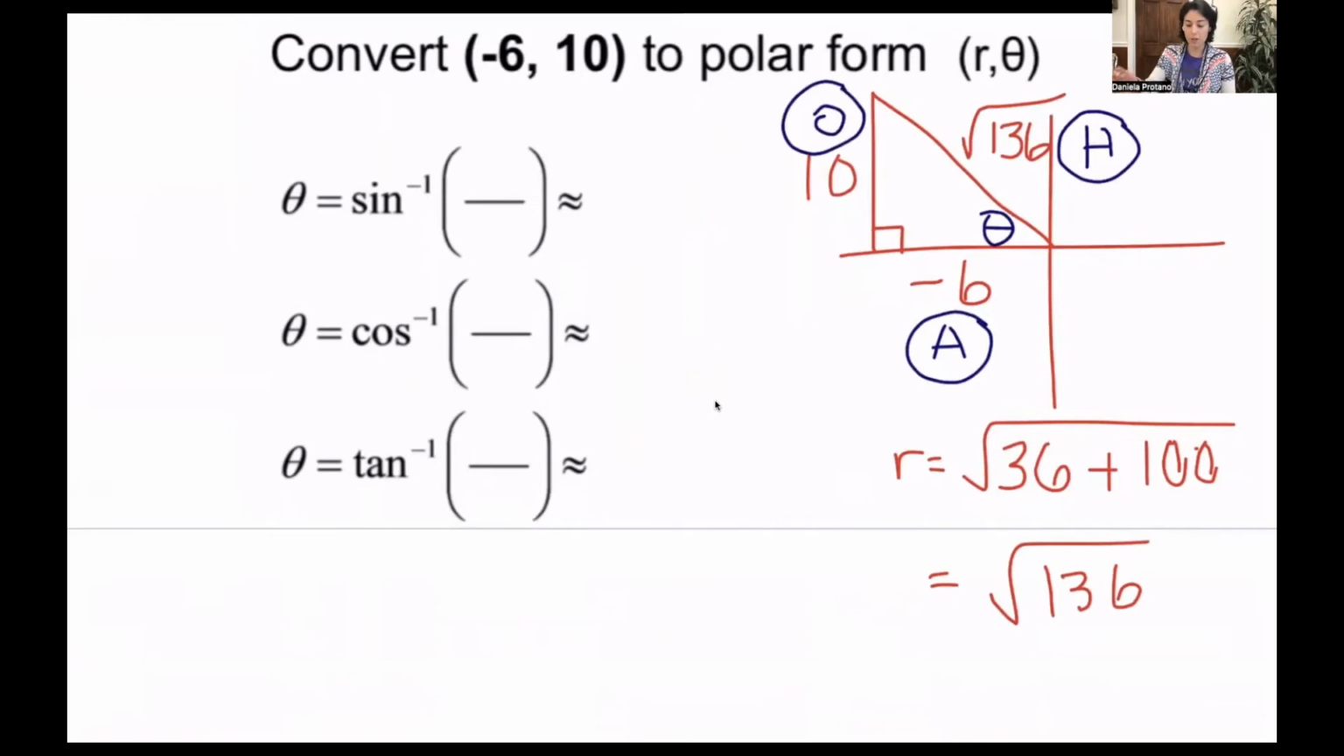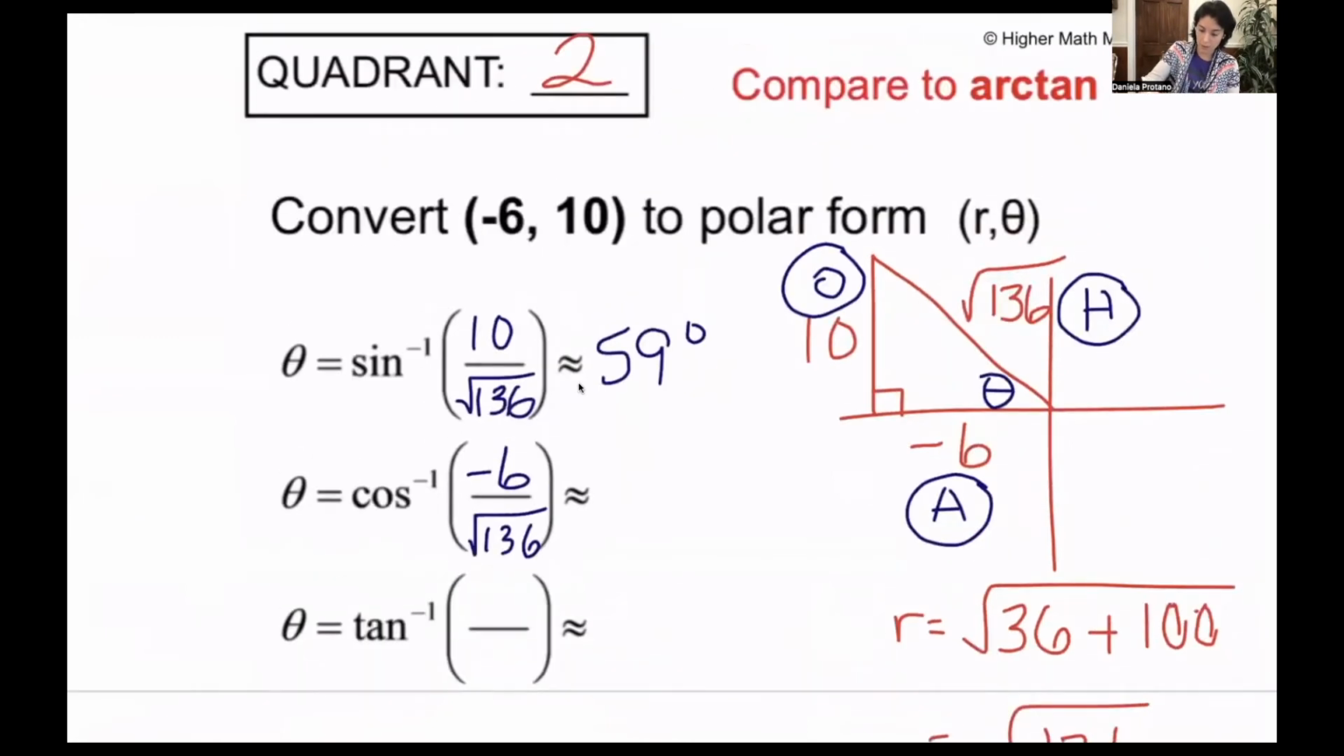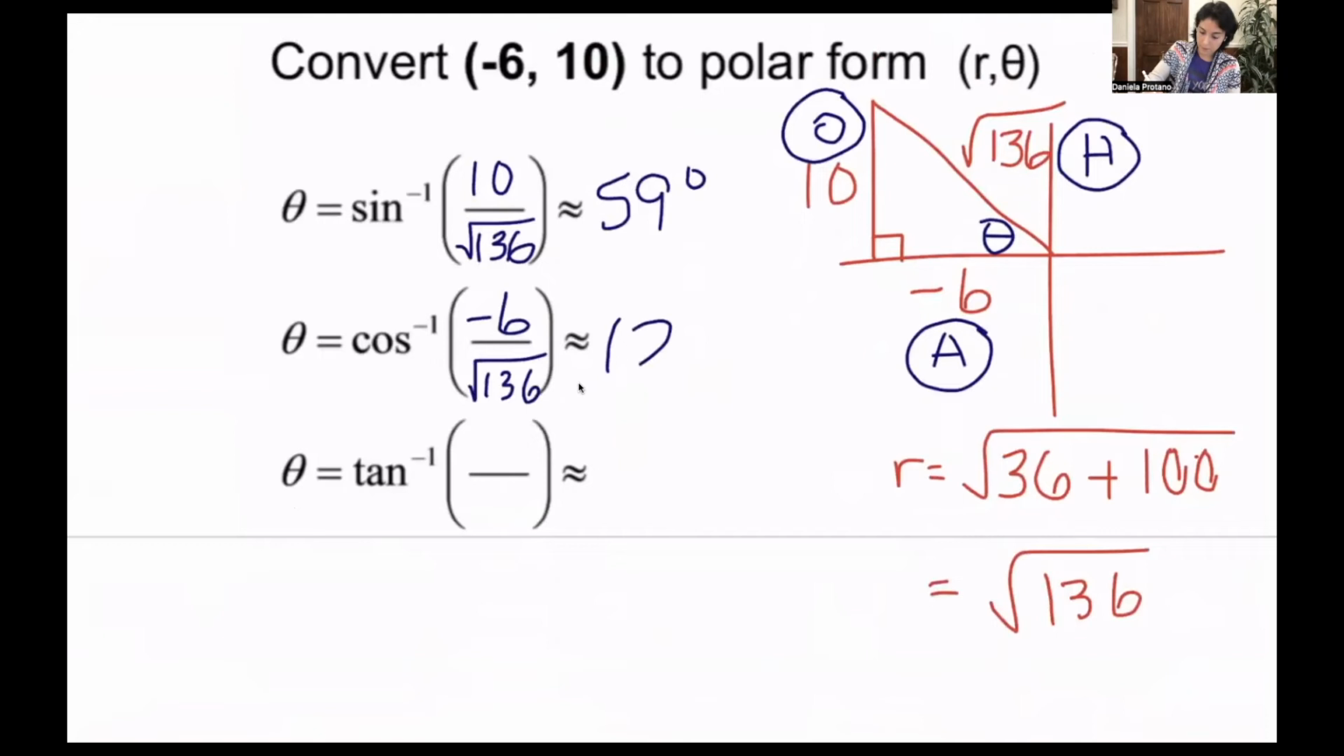Okay, so if we did SOHCAHTOA, the sine ratio would be opposite, which is 10, over the hypotenuse, which is the square root of 136. So if we did arcsine, we'd get the angle, and if you put that on your calculator, we end up with positive 59 degrees. If we did arc cosine, that's adjacent, or -6 divided by the hypotenuse. If you put the arc cosine of that ratio, you'd end up with 121 degrees. And then the arctan would be opposite over adjacent. Pop that in our calculator. Arctan of that ratio would give us -59 degrees.